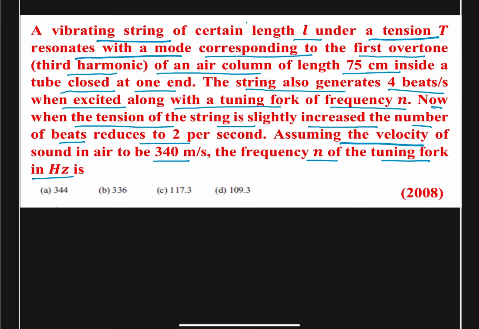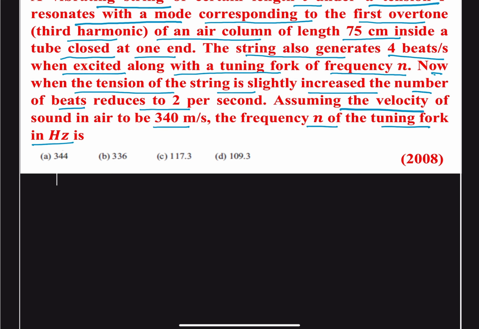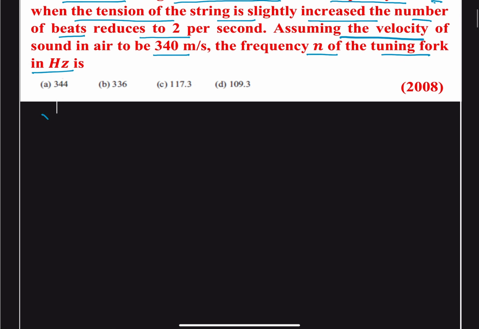So in this case, we are supposed to find out what will be the frequency of the tuning fork, or we can say the value of N. And it is given that the string resonates at the same frequency as the air column. So let us first find the resonance for the air column. From there we can also find the resonant frequency of the string, and then we are going to write the equation for beats and then the further solution. So let us start from there only.